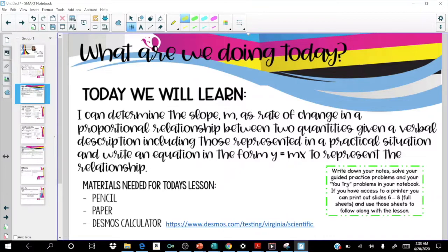Okay, materials needed for today's lesson. You need a pencil, paper, and a Desmos calculator. This is the link to the website so you can bring it up on your laptop. So you also need to write down your notes, solve your guided practice problems, and your U-Try problems in your notebook. If you have access to a printer, you can print out slides 6 through 8, the full sheets, and use those sheets to follow along with the lesson.